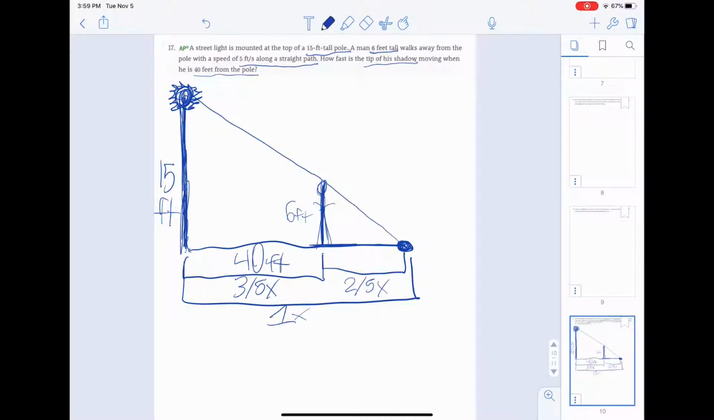So our related rates equation is S, let's say S would be the distance from the pole to the shadow, would equal 5/3 of, let's use a different variable, let's say 5/3 of D, which is 40 feet, the distance from the pole to the person.